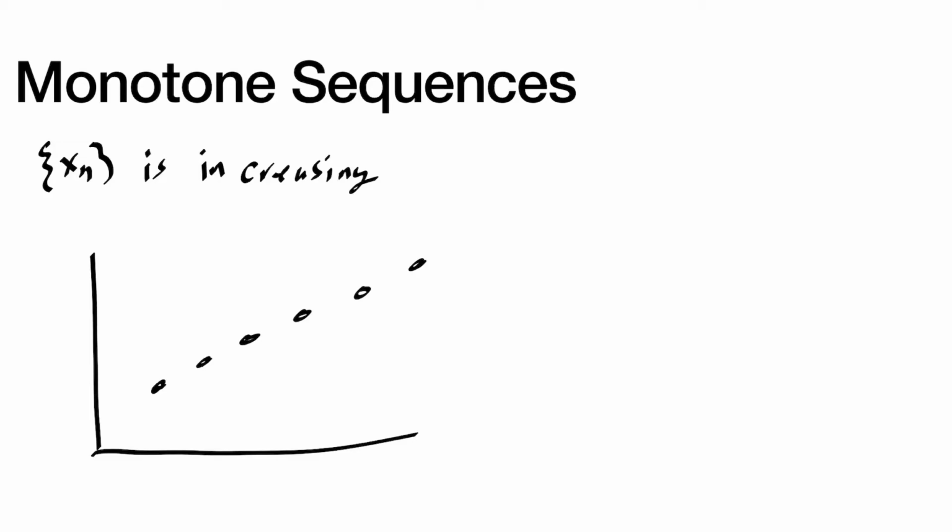So xn is increasing if x n is less than or equal to x n plus 1 for all natural numbers n. The basic idea is that each point is bigger than the point next to it.